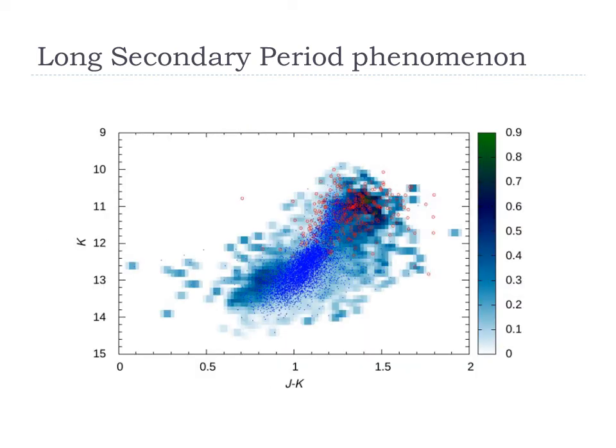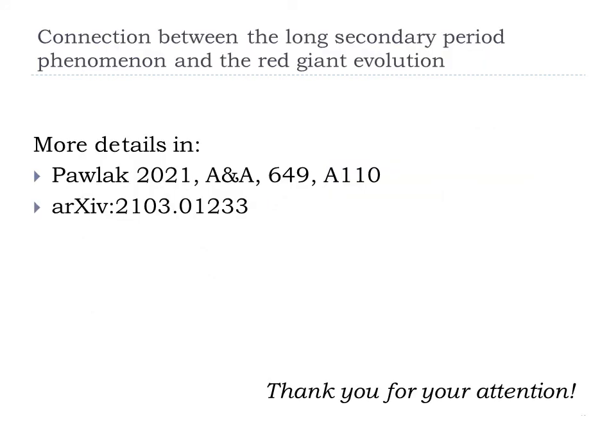The final interesting feature is the fact that the global maximum of the LSP relative density seems to overlap with the region where the transition from oxygen-rich to carbon-rich state is happening. So here the carbon-rich stars are marked in red, and they clearly appear in the same area where the global maximum of the LSP density appears. So this is a hint that there might be some connection between LSP and the transition from oxygen-rich to carbon-rich. This was just a quick summary of the results.